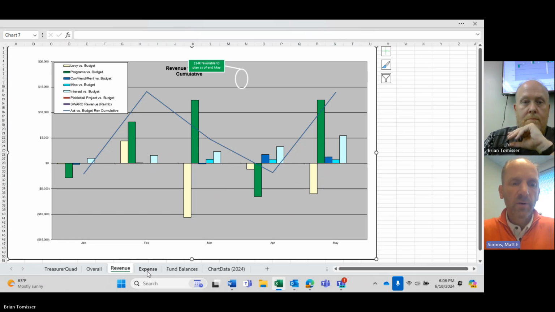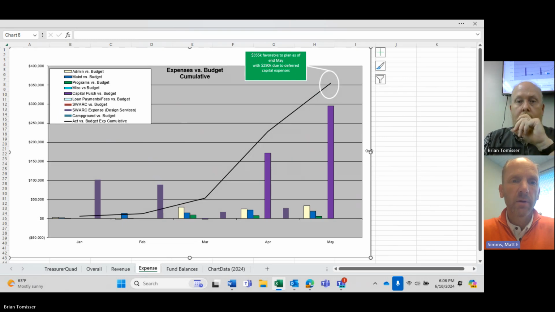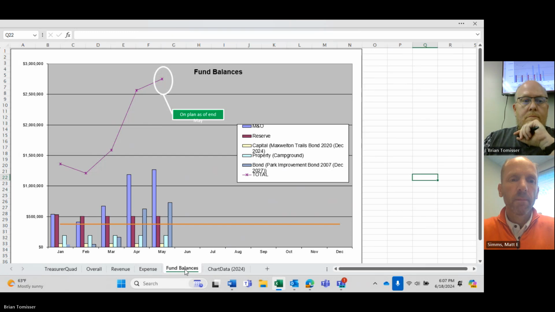And then from an expense category, if you flip to the expense, you'll see that large number, 355K, and 290 of that is just deferred. So all that's in that capital line. That cumulative capital line will eventually drift back down once we expend. The mower is about 160 or 170, and then the well pump and the pickleball represent the rest. If you look at the fund balances, we're on plan. Any questions on the treasury report or the capital expenditures? If not, we'll move on to the vouchers.